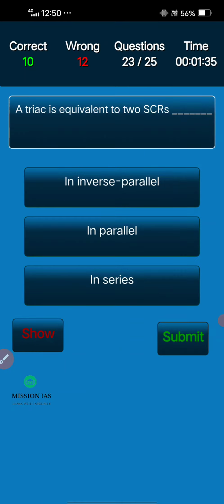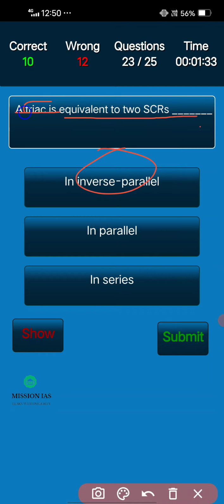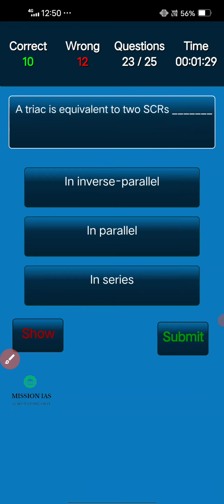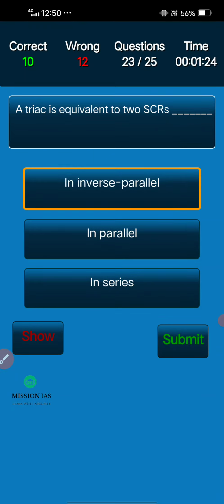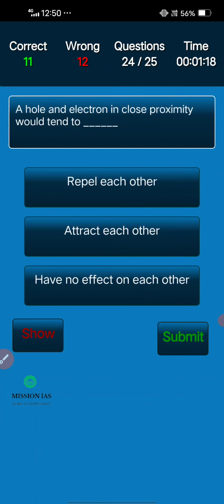Yeah, next question here in front of you. A triac is equivalent to two SCRs. Okay, so it is very important. The SCRs are inversely parallel or series? So a triac is equivalent to two SCRs, which are usually inversely parallel.